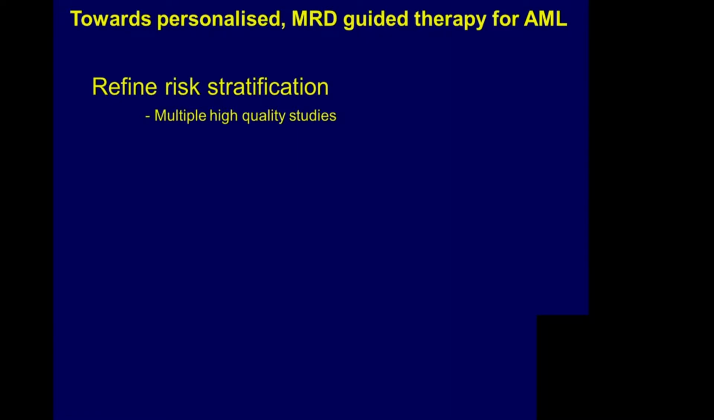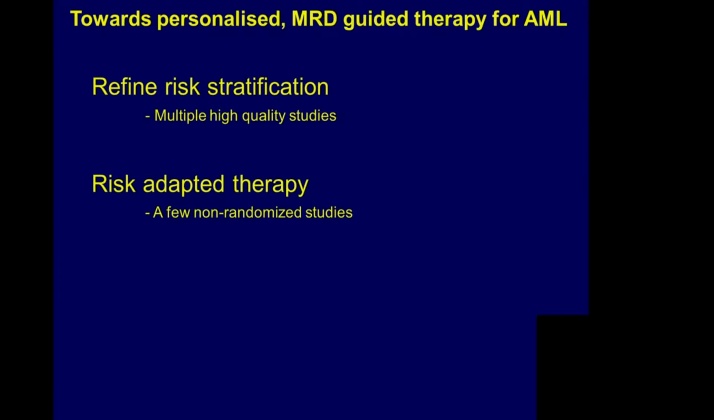So the journey towards personalised MRD-guided management in AML is one that's still very much ongoing, and it's one that I'll consider in 3 steps. The first step is to use MRD data and other molecular data to refine risk stratification in order to give patients an indication of their likely outcome. And on this point, there are now a very large number of large, robust studies across different countries and trial protocols. Moving on from that, the next stage is to then use this prognostic information to design risk-adapted protocols.